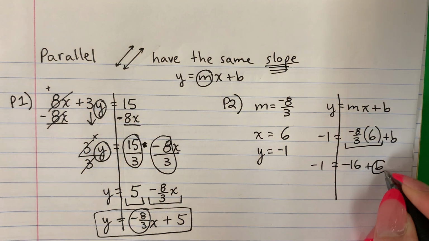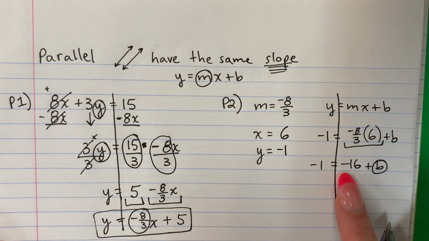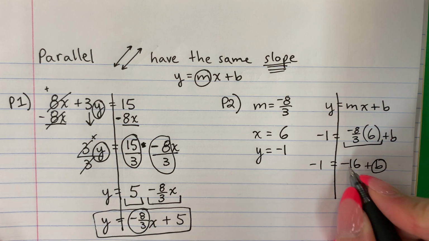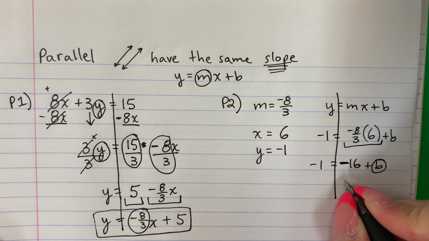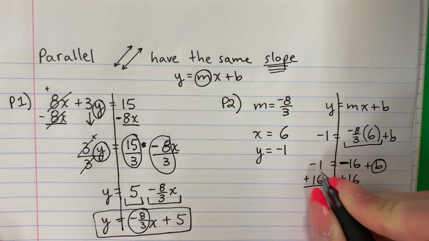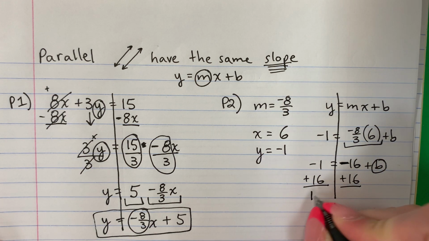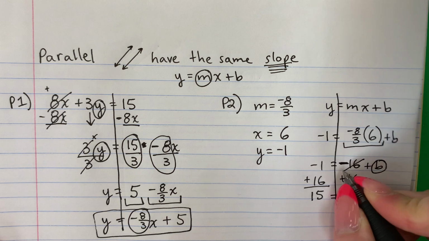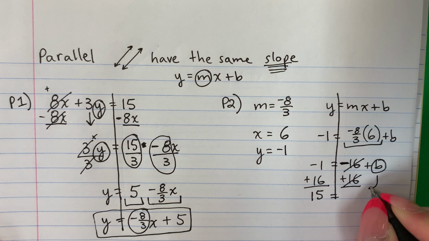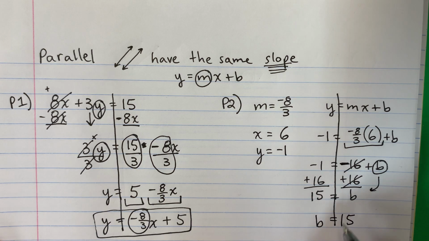I want b alone. Quiero la b sola. So what is with b? ¿Qué está con la b? Negative 16. Negativo 16. The opposite of negative, el opuesto de negativo, positive. Positivo. Copy. Negative 1 plus 16. Negativo 1 más 16. It's 15. 15 equals. This is 0. Es 0. Cancel. Copy b and switch. B is 15.